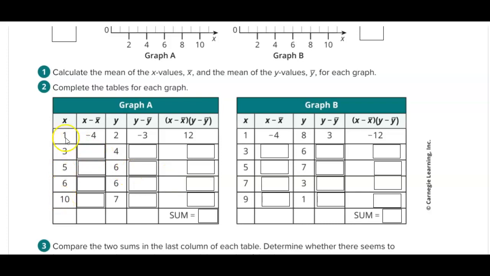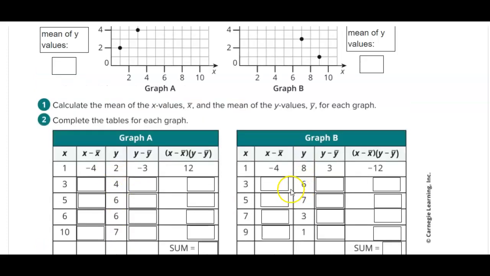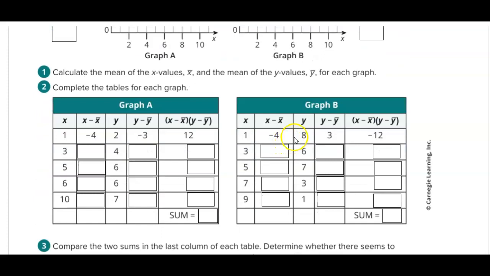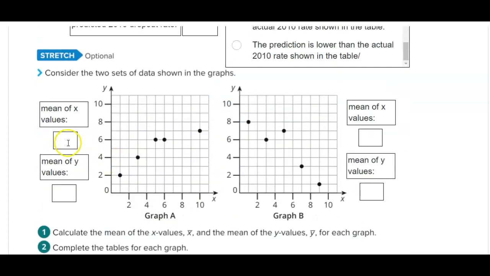Here are those x values. And we're also going to do something with the y values here. And the y values are 2, 4, 6, 6, and 7. And then these y values are 1, 3, 6, 7, and 8. Those y values and these y values, we're going to do a calculation with those, and we're going to put that calculation here.